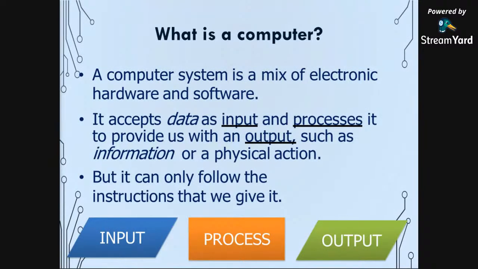So a computer system is a mix of electronic hardware and software. It accepts data as input. It processes that data, and it provides us with an output, such as information or a physical action. But it can only follow the instructions we give it. So the answer for what is a computer is a machine, or, well, a system that takes an input, processes that information or that input, and gives some form of an output.